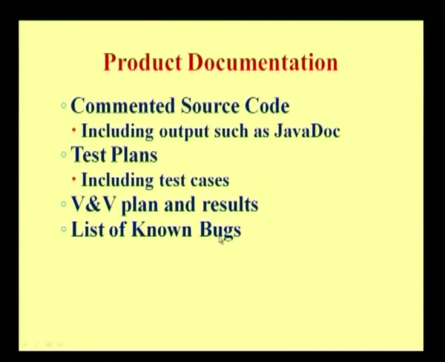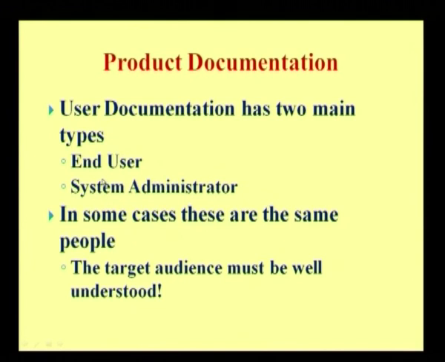A list of known bugs is also highlighted; bugs are nothing but the errors in the program. The user documentation has two main types, one is the end user and the other the system administrator, as I have already mentioned. In some cases the target audience must be well understood. So, we may have to understand who the end users of the system are, that is the target audience, what their requirements are, and what my product specification is in terms of features that are supposed to be provided.